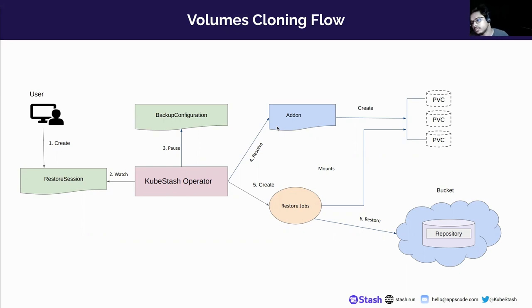Here I mentioned that multiple restore jobs can be created. It depends on the number of replicas you are using in your application. And this restore job also mounts these created PVCs. And this job is responsible for restoring data from the bucket repository.